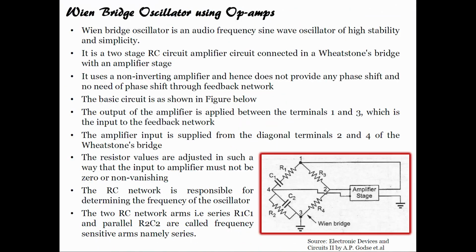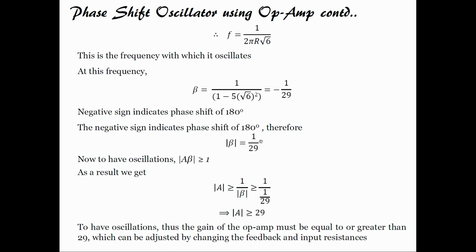If you come back to the screen, if we have beta equal to 1 by 29 and gain greater than or equal to 29, then the magnitude of A times beta would be greater than or equal to 1, and I have a phase shift of 0 degrees or 360 degrees. Thus, I am satisfying the Barkhausen criterion. Thus, to have oscillations, the gain of the op amp must be equal to or greater than 29, which can be adjusted by changing the feedback and input resistance.